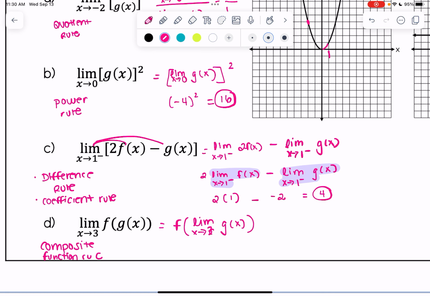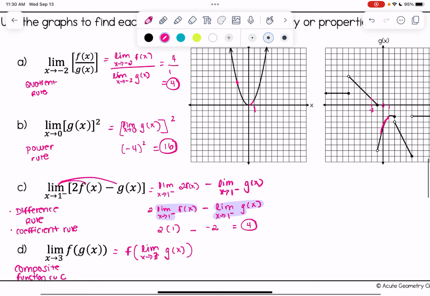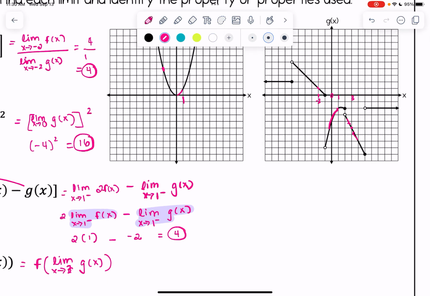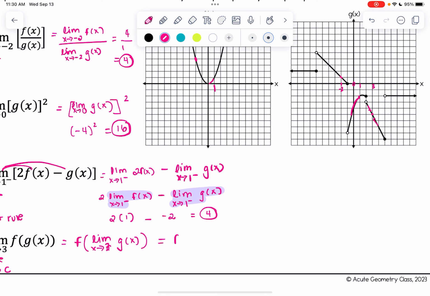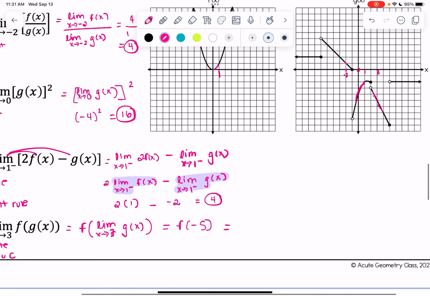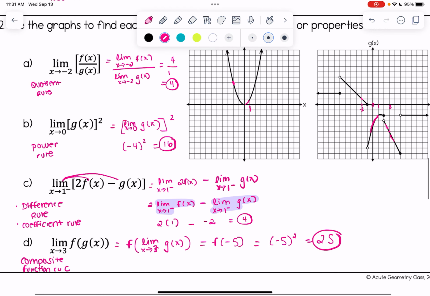So when I find that value, the limit as x approaches 3, here's my graph of g of x. The limit as x approaches 3 is -5. I can see we're approaching -5 on both ways here. So we're looking for f of -5. That I can find on my graph here, or I can attempt to find it. Since I see that I have a function x squared here, if I plug that in, that's going to be -5 squared, or we're going to get 25 there for our last example.